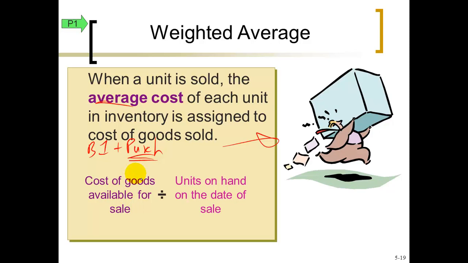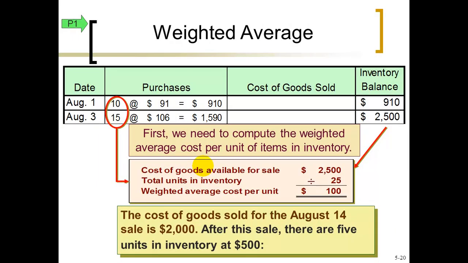Okay, here's the formula. You take your cost of goods available for sale to date, beginning inventory plus purchases to date, and you divide it by the amount of units that represents. So here in our example, we start off with 10 in beginning inventory, 15 for the first purchase. Remember, every time you buy new merchandise, you've got to refigure the average. So you take your total cost here, 2,500, and divide it by the 25 units to get an average of $100, weighted average. Again, every time you buy, you've got to refigure out the average.